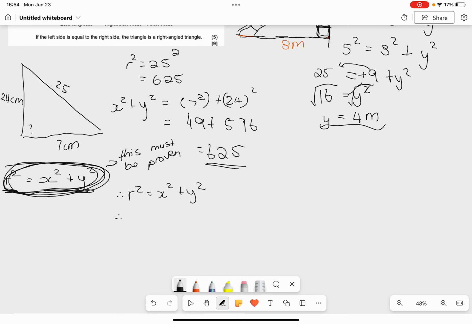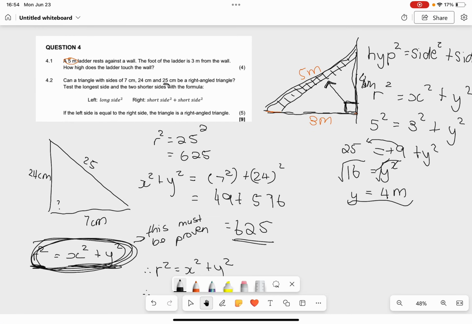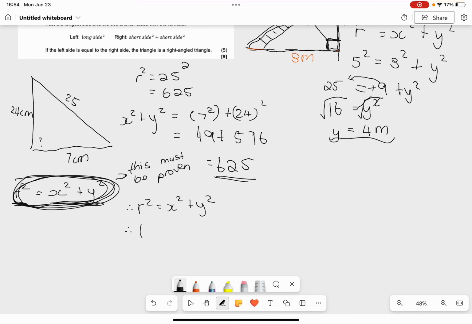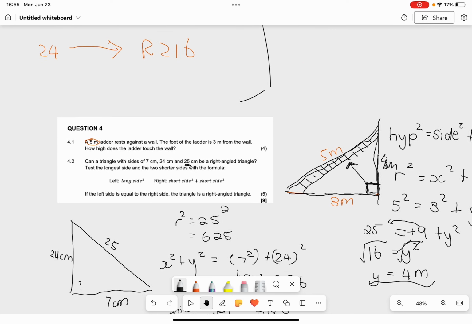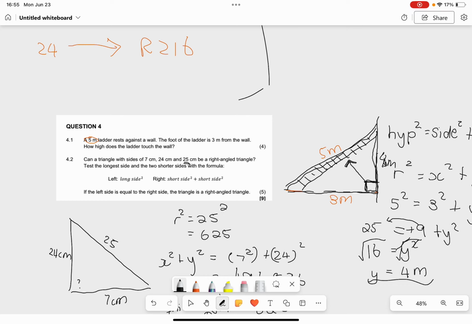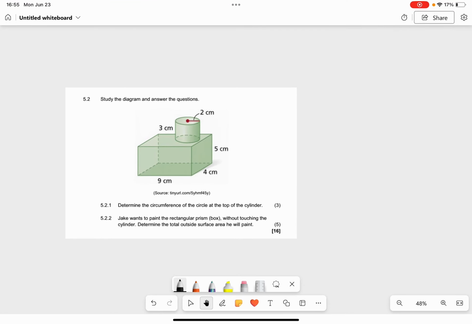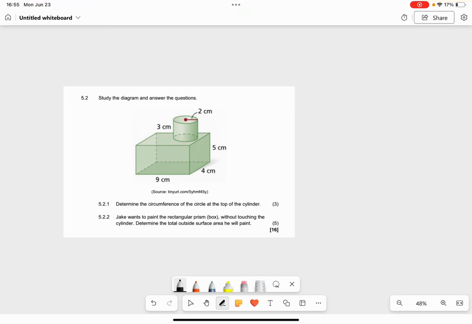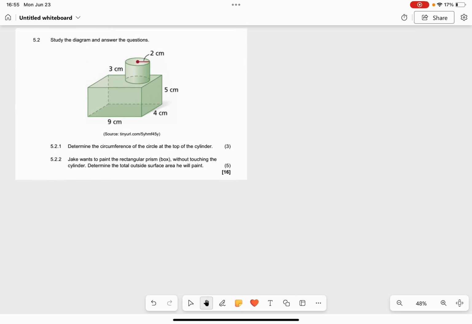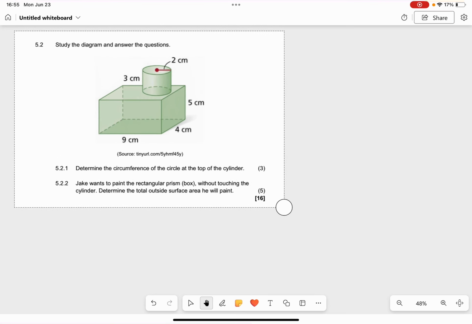And therefore, what is the name of the triangle? The triangle is a right-angled triangle. Exactly. Are we together? Because it follows the theorem of Pythagoras. Okay. Amazing. Who said math is difficult?